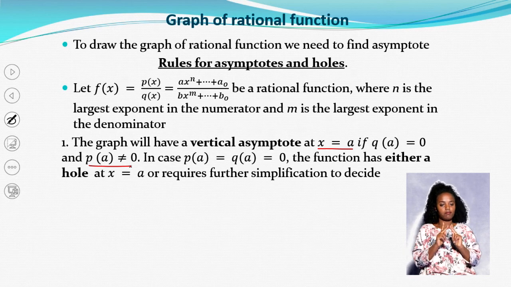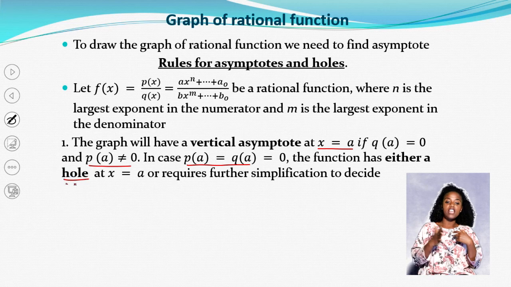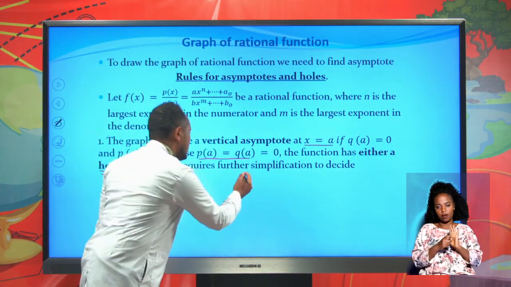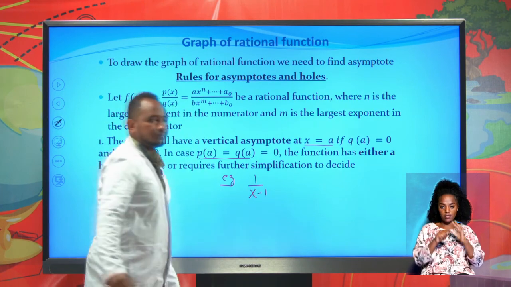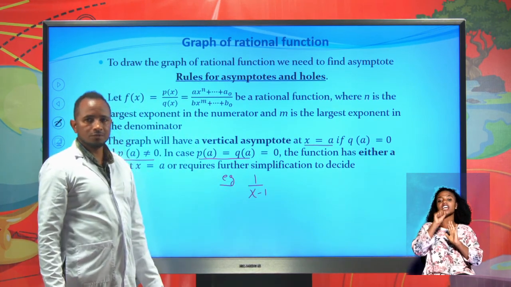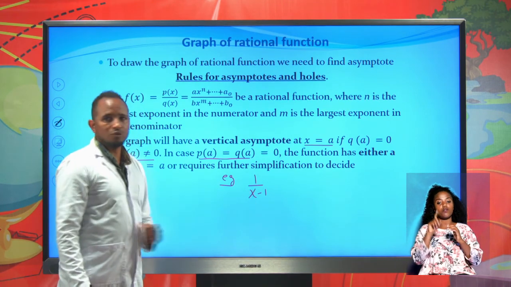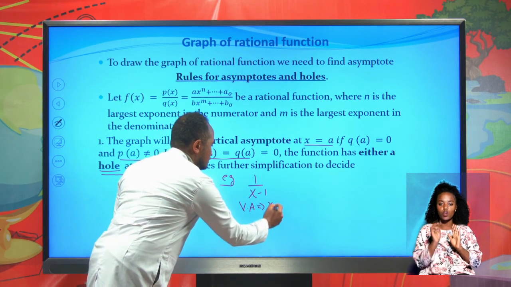Okay, if this a makes both numerator and denominator 0, the function will have either a hole at x equals a or require further simplification. Look, for example, if you have 1 over x minus 1, the vertical asymptote will be x equals 1, because the value of x that makes the denominator 0 is 1. This number cannot make the numerator 0. So the vertical asymptote is x equals 1.